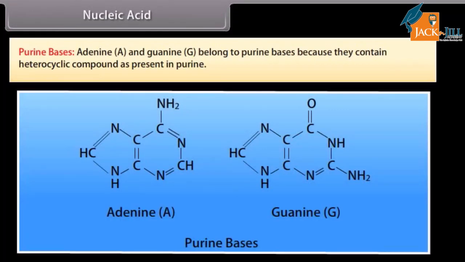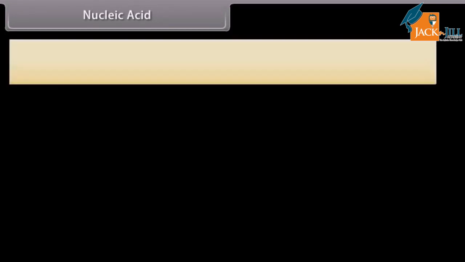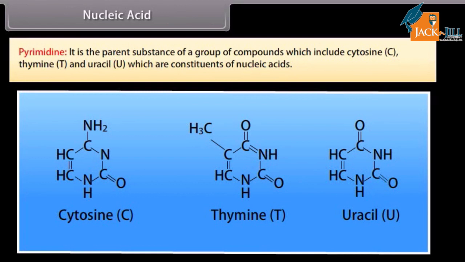Purine bases. Adenine and guanine belong to purine bases because they contain heterocyclic compound as present in purine. Pyrimidine. It is the parent substance of a group of compounds which include cytosine, thiamine, and uracil, which are constituents of nucleic acids.